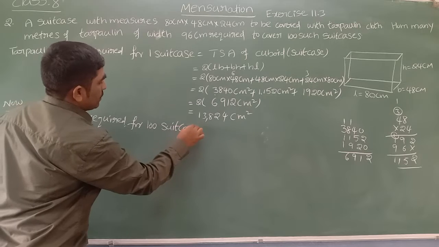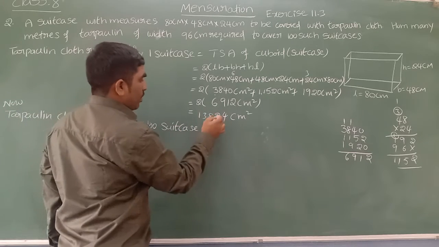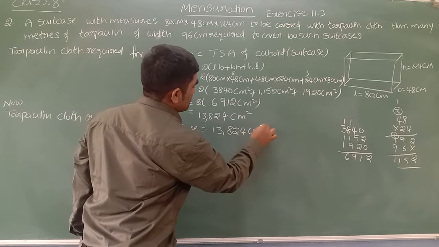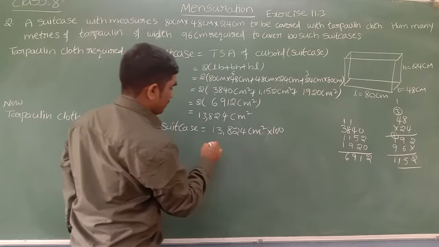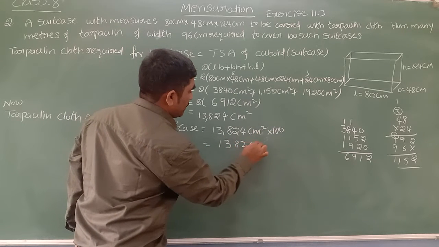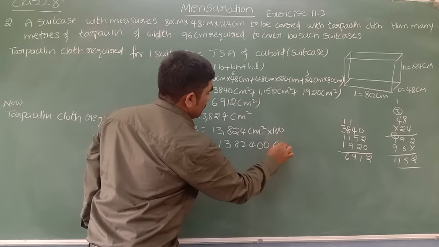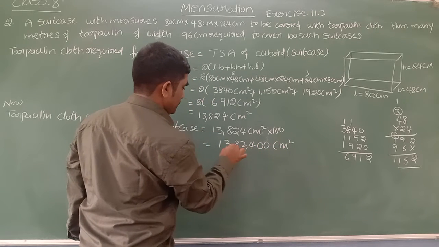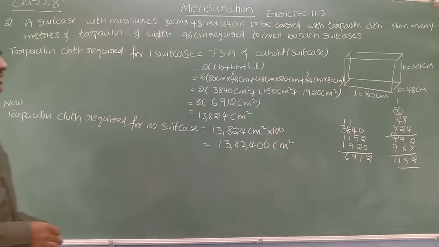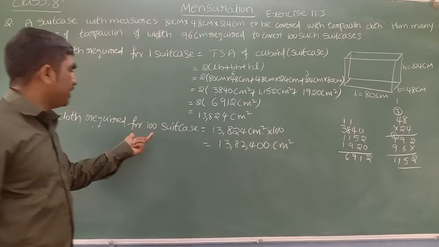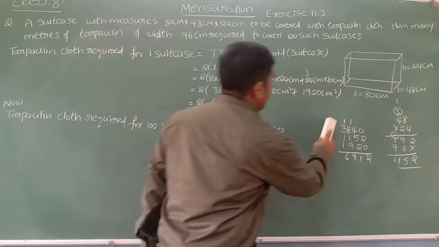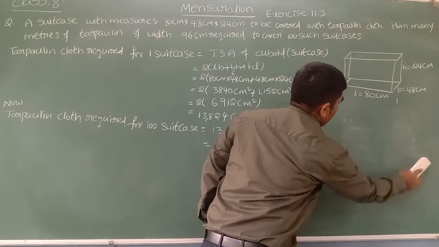100 suitcases is equal to cloth required for one suitcase, 13,824 square centimeters into 100, which gives us 13,824 with two zeros, square centimeters. So 13,82,400 square centimeters of tarpaulin cloth is required for 100 such suitcases. Now we need to find the length of tarpaulin cloth.